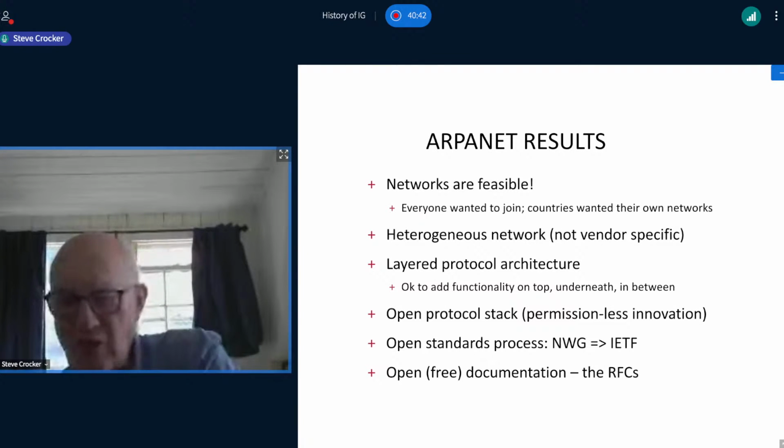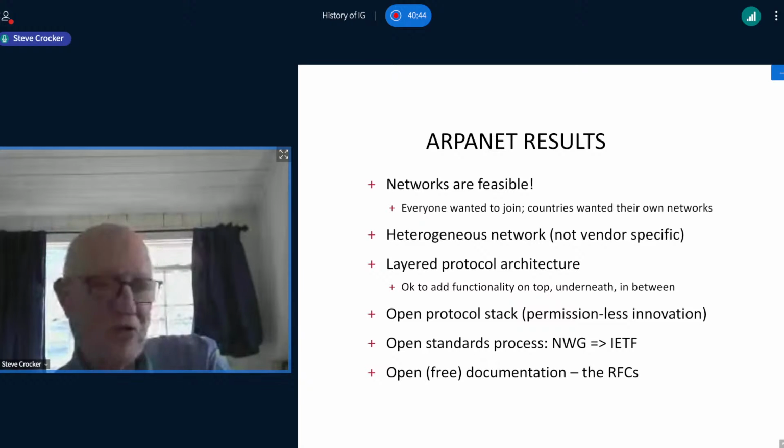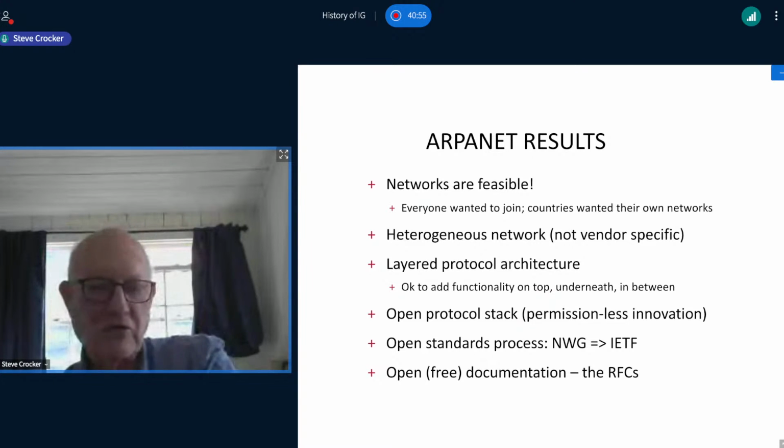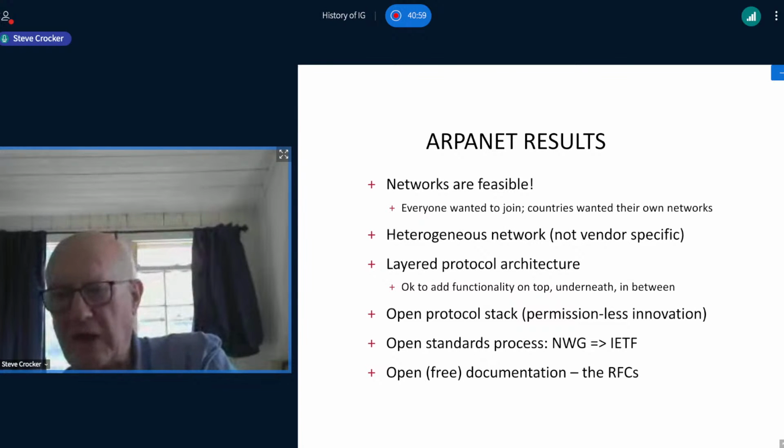Didn't bother those of us who were working on the ARPANET, but it was just interesting to see the political side of this emerging absolutely from the beginning in the thought process. And there were similar issues in other parts of the world. Another key result, of course, in the ARPANET is that a heterogeneous network, not specific to a particular vendor, was not only possible but had benefits.